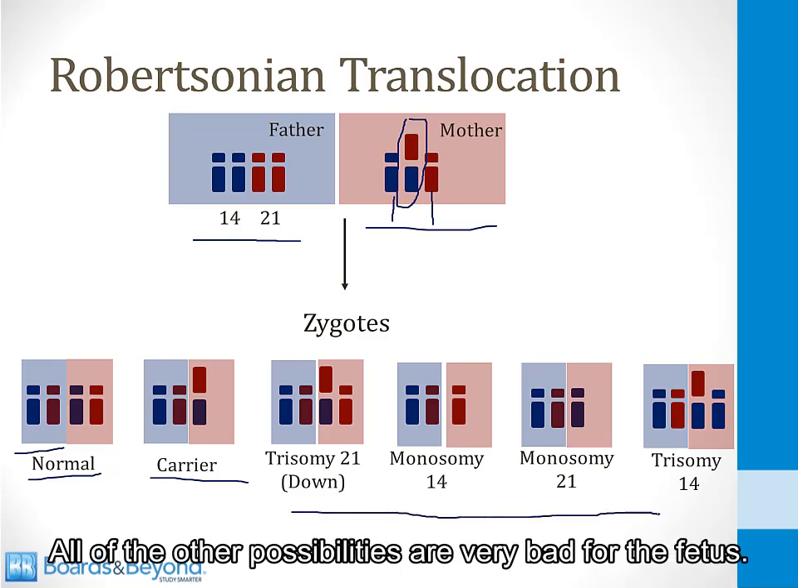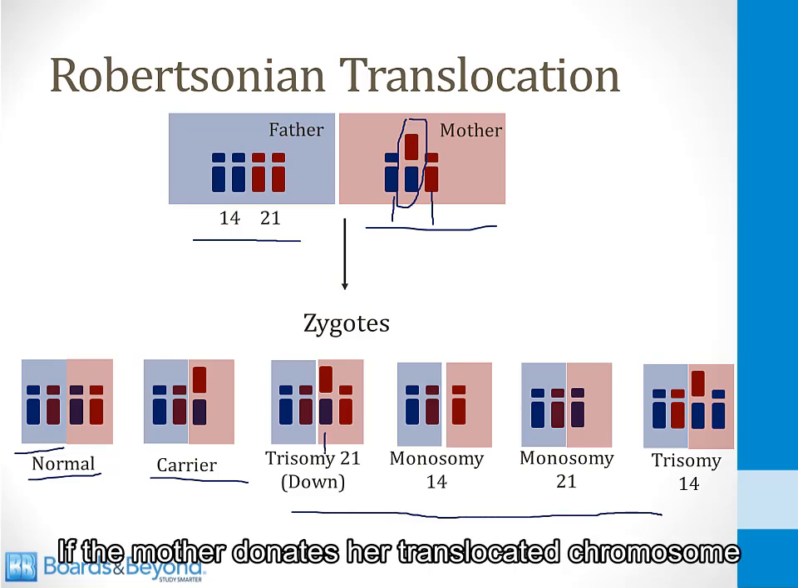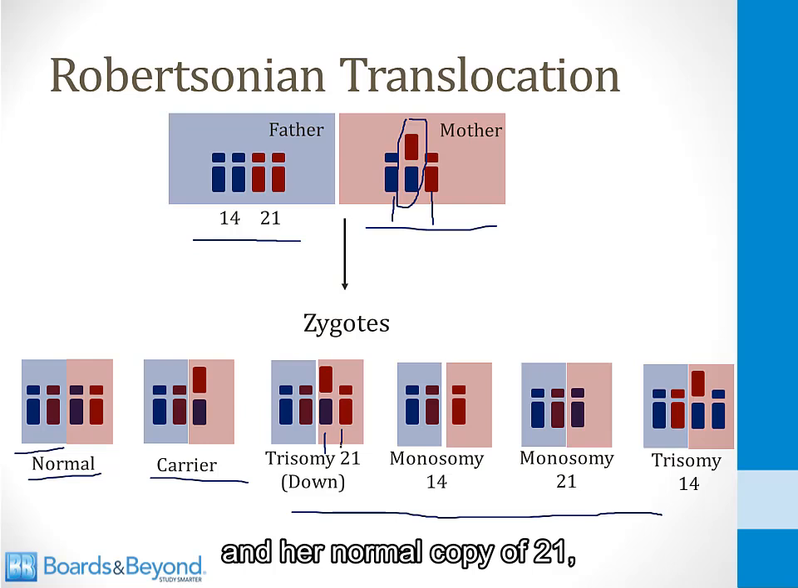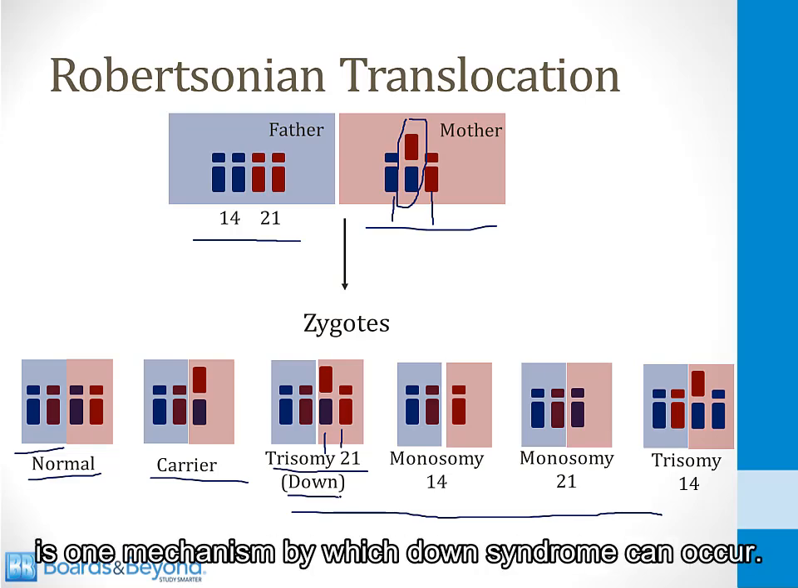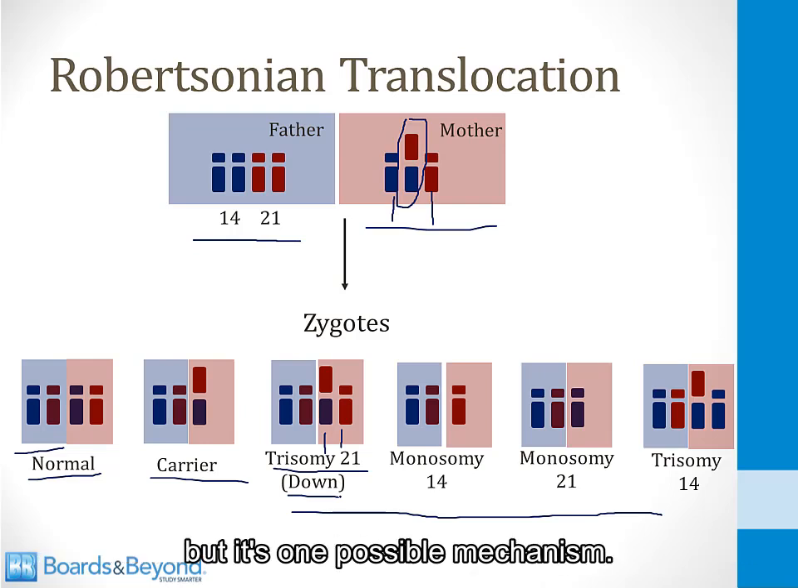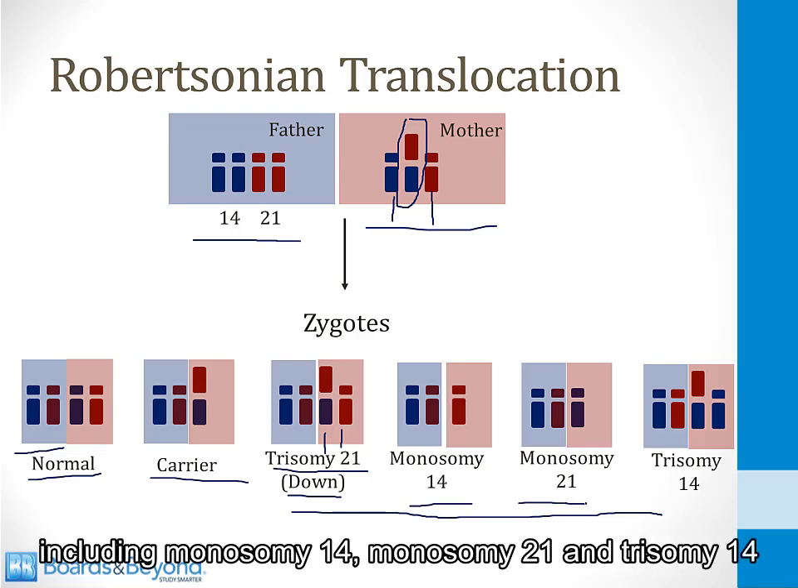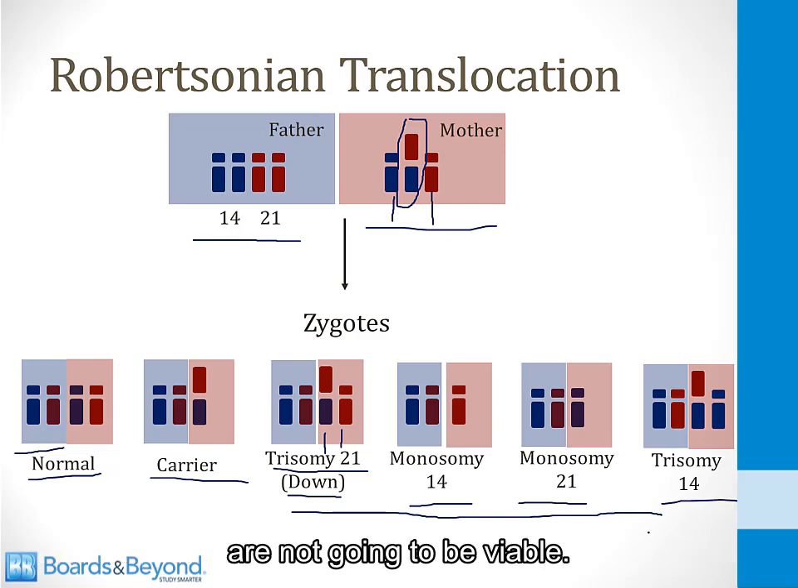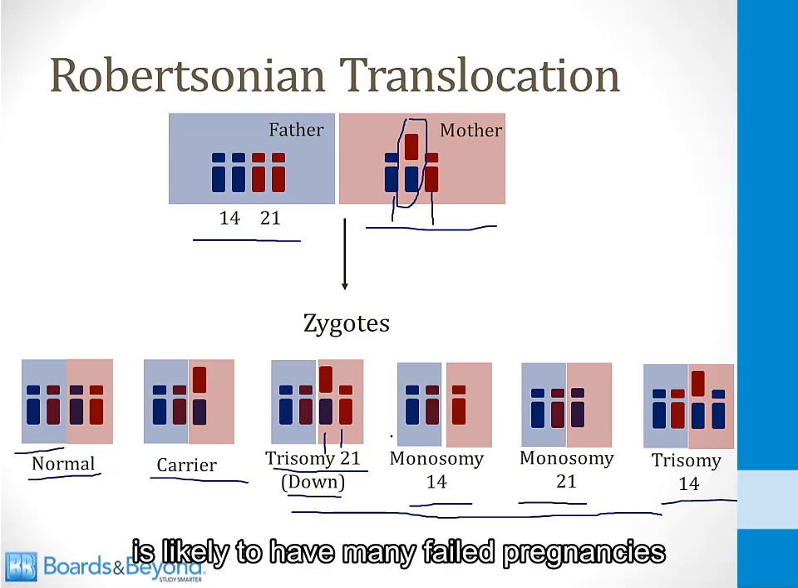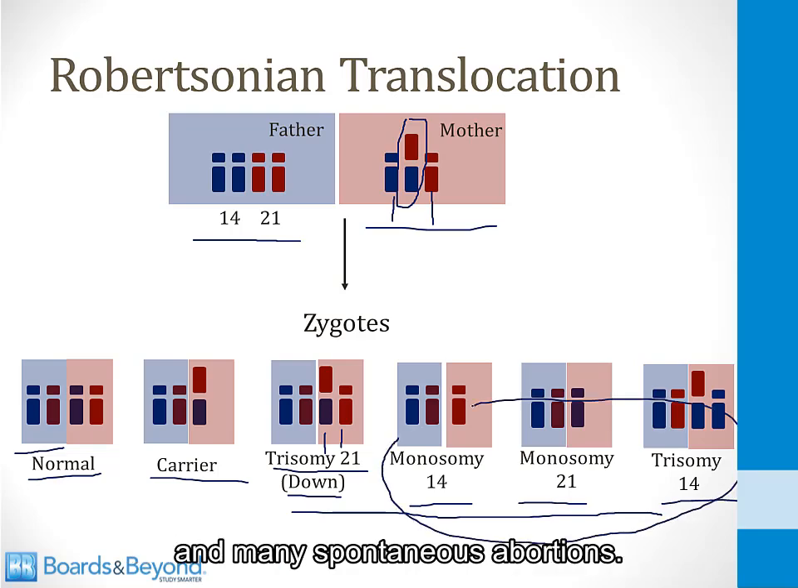All of the other possibilities are very bad for the fetus. If the mother donates her translocated chromosome and her normal copy of 21, then the baby will have trisomy 21 and will have Down syndrome. And a Robertsonian translocation is one mechanism by which Down syndrome can occur. It's not the most common, but it's one possible mechanism. All of these other possibilities, including monosomy 14, monosomy 21, and trisomy 14, are not going to be viable, and therefore this couple is likely to have many failed pregnancies and many spontaneous abortions.